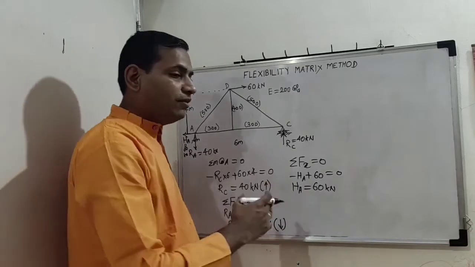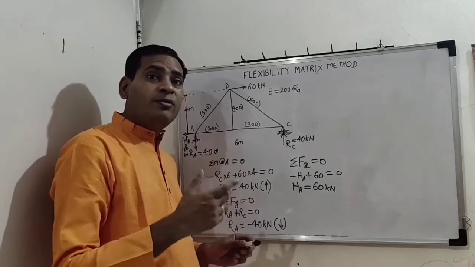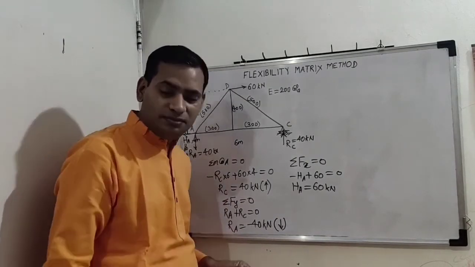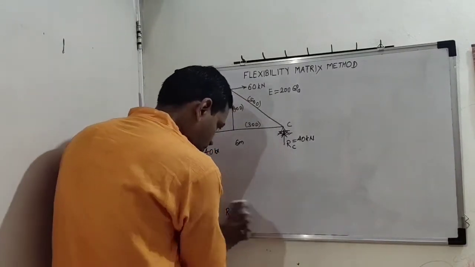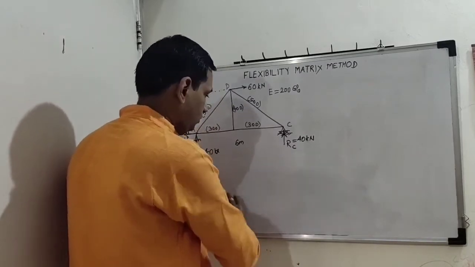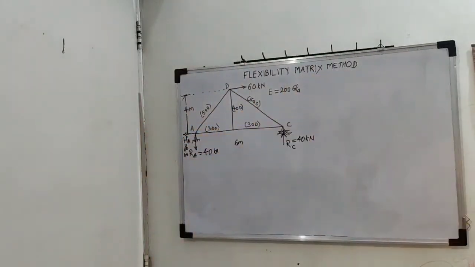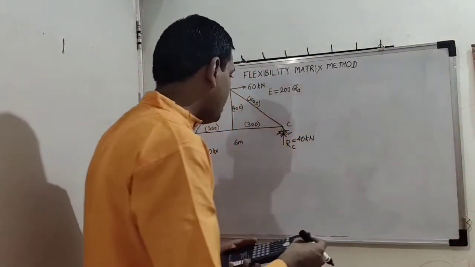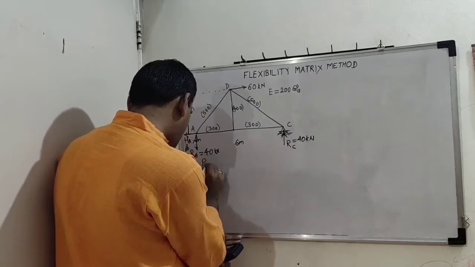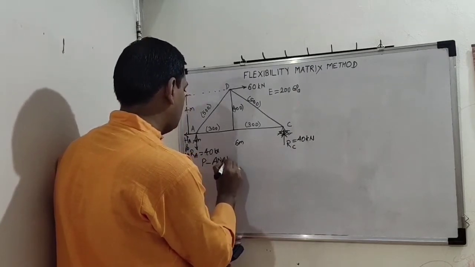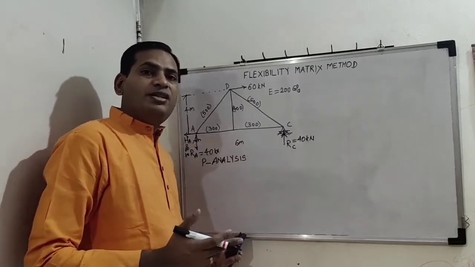Now we will take one by one free body diagram of the joints and we will find forces in the members. That will be our P analysis. So let us start. Let me take the calculator. So we are ready with calculator also. Now we are carrying out P analysis.